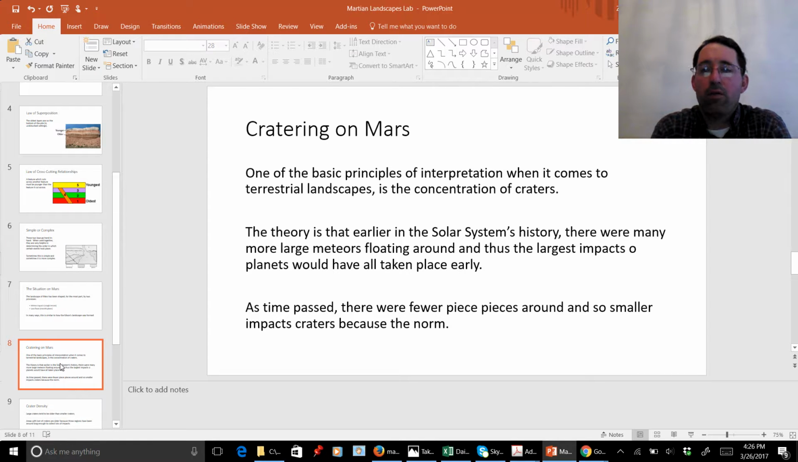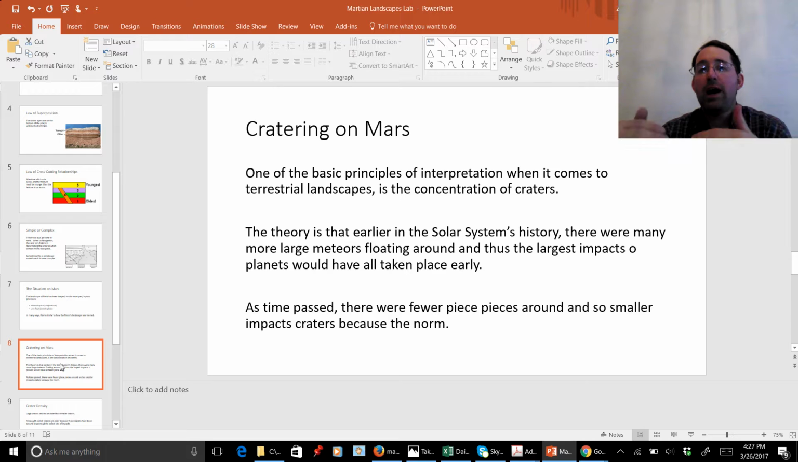Basic principle of interpretation when it comes to terrestrial landscapes is the concentration of craters. In theory, early in the solar system is when the biggest pieces of debris were still floating around the solar system. Over time, these big pieces collided with other planets, both terrestrial and Jovian. So Jupiter had its fair share of impacts, but those were erased because of its atmosphere. And after a while, all the big pieces of junk were gone because they'd all been absorbed by other planets or the sun or gotten kicked out of the solar system.